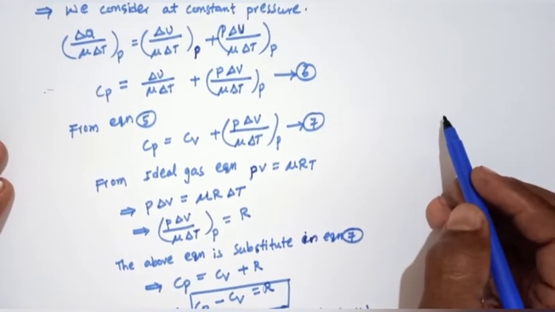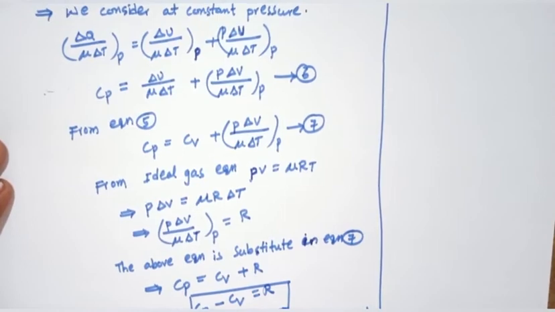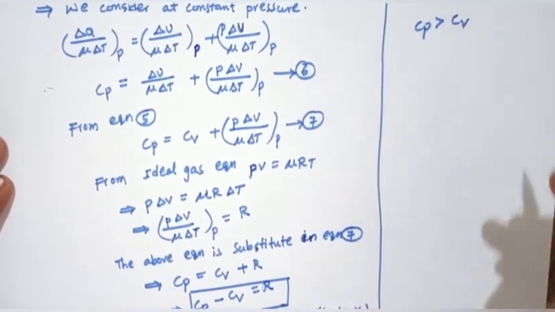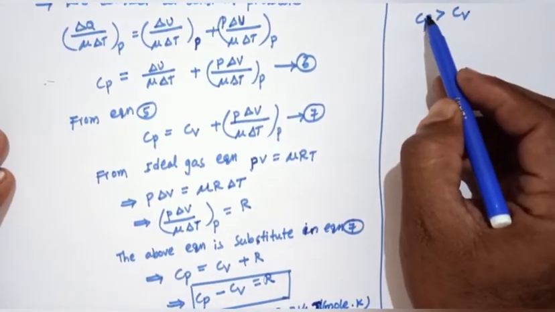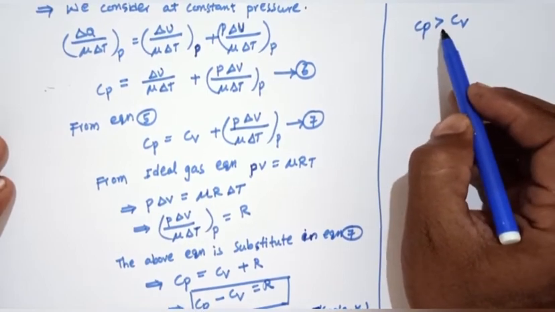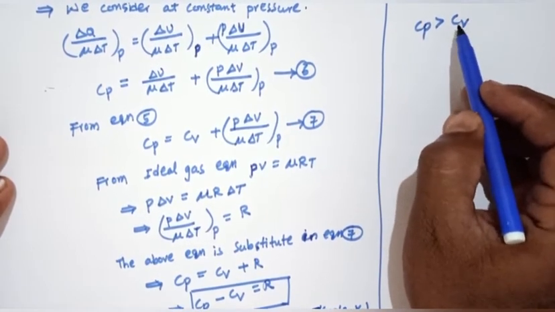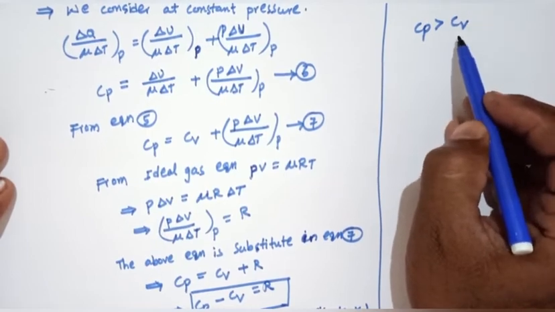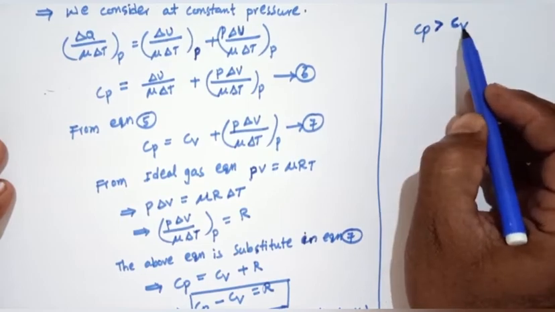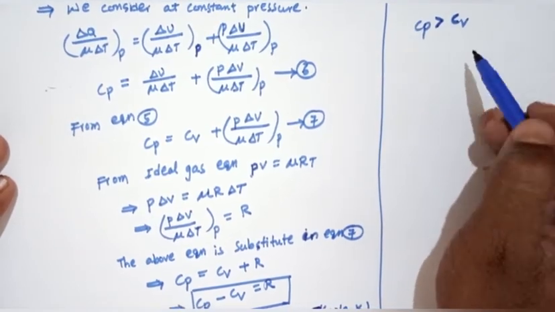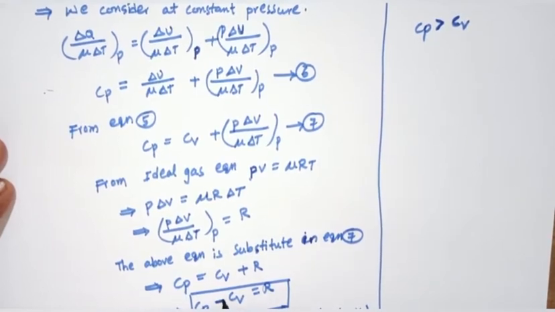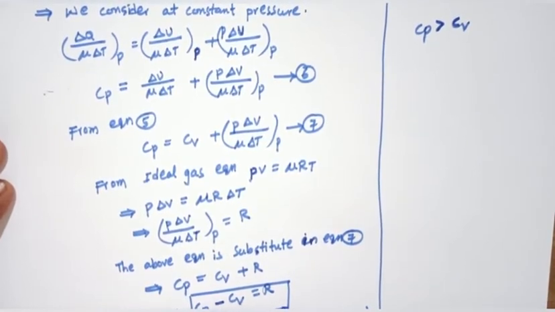Again, Cp is greater than Cv. The molar specific heat capacity at constant pressure is greater than the molar specific heat capacity at constant volume of that substance. So Cp is greater than Cv. This is the derivation for the relation between Cp and Cv.